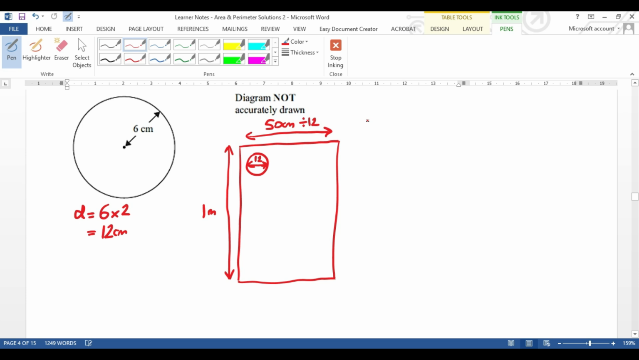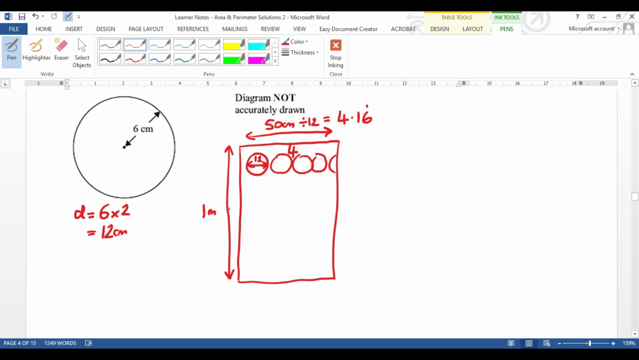So 50 divided by 12 gives me 4.16 recurring. Think of it as 4 and a bit CDs. If you imagine 4 and a bit CDs like this, it's going to fit along the top there, inside. But obviously you can't have a bit of a CD. So let's call it 4 CDs going this way.